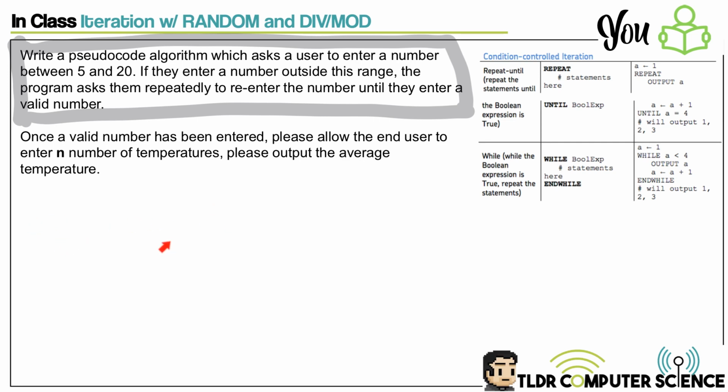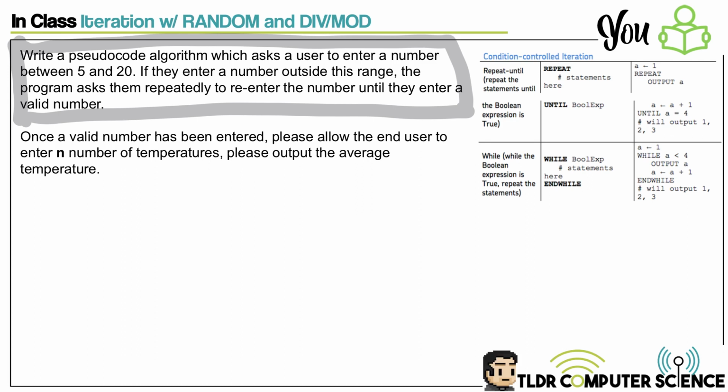If number is greater than or equal to 5 and less than or equal to 20, then good. But how many times will an if check the answer? Until it's correct, but with an if statement, how many times will it do it? Once. So we can't use if. What can we use? We either repeat or while. I would say repeat. I want to give you the opportunity to do that yourself. Think about how you're going to ask that question. You can look at the one you did before: repeat, ask the question until what is true.